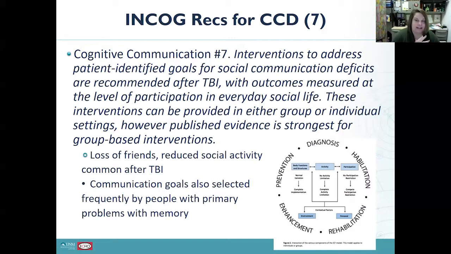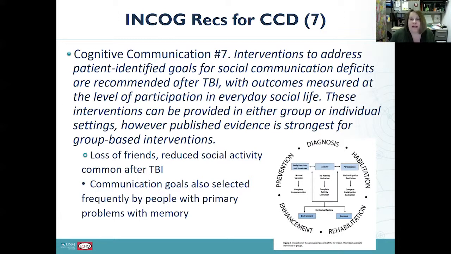And I just bring up the WHO ICF figure here so that you can see exactly how this fits into activity limitations and participation limitations. And just as a note, the care partner training fits very nicely with the contextual factors, because then you're modifying one of the environmental contextual factors that would improve the life of the person with TBI.